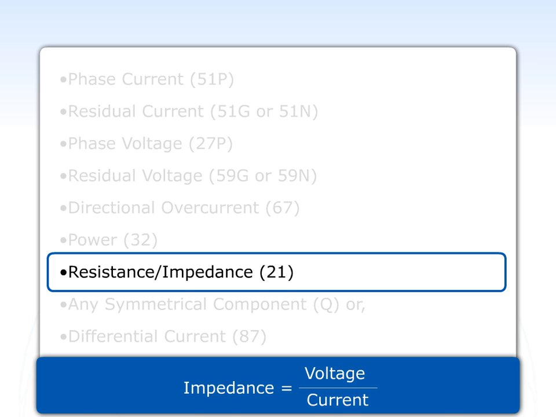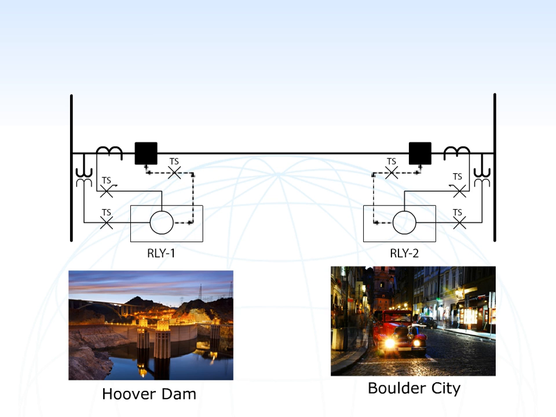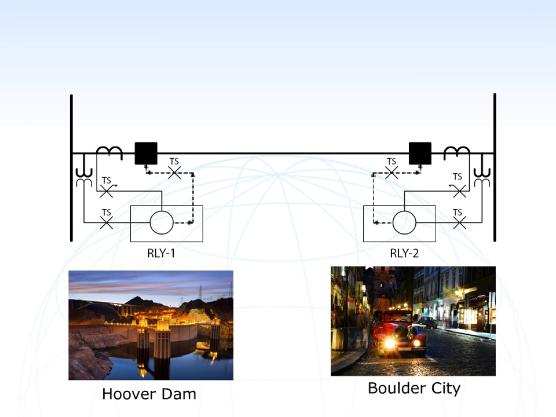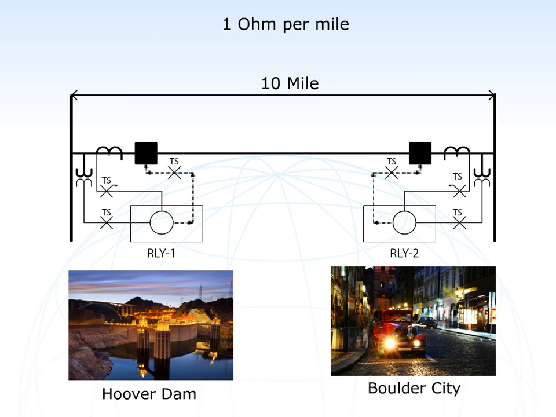In order for this solution to work, you need to know the impedance of the transmission line. You could measure it with fancy equipment, but it's usually easier to calculate it using the size of the wire, length of the transmission line, and spacing between wires. Let's imagine that we've run through the calculations, and miraculously, the spacing and type of wire works out to 1 ohm per mile. The transmission line you want to protect is 10 miles long, so the entire impedance of this line is 10 ohms.